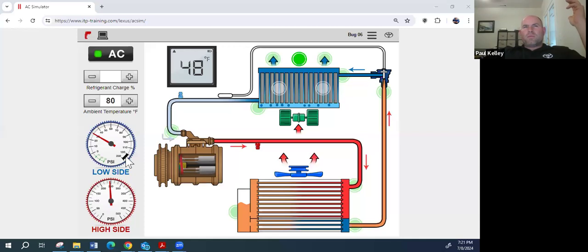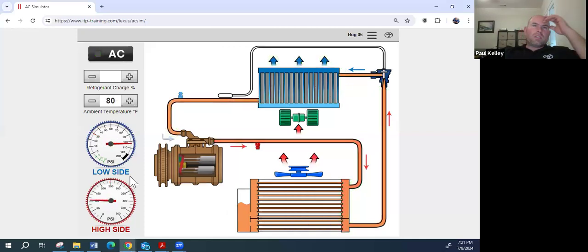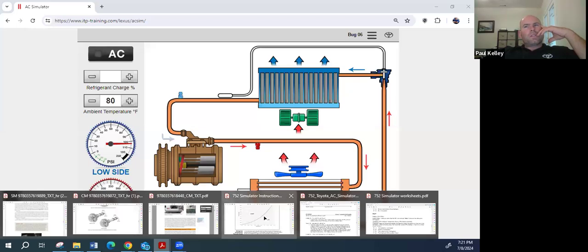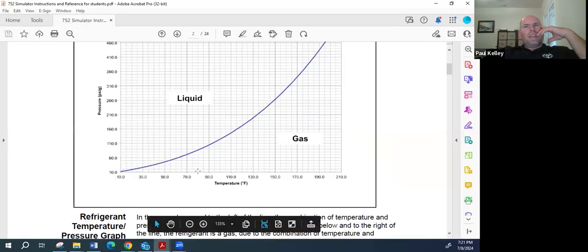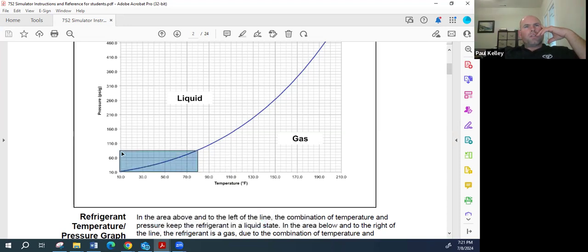30 could be fine if it's 100 out. Now we turn these off. Look, you're getting about 103, 104 static. Take a look at this. If it's 80 out, we should be about static pressure of what? 60, 70, 80? It should be 80 PSI.